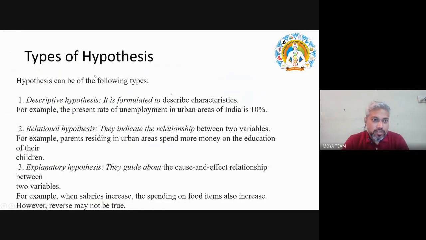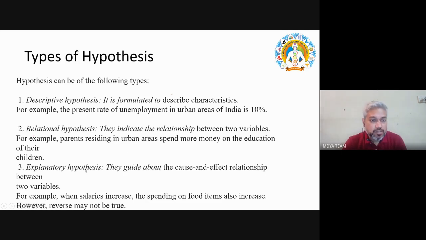So types of hypothesis. Hypotheses are three types: descriptive hypothesis, relational hypothesis, explanatory hypothesis. Descriptive hypothesis is formulated to describe a characteristic. The example for descriptive hypothesis is: the present rate of unemployment in urban areas of India is 10%. We just mention the description in it. And relational hypothesis indicates the relationship between two variables. For example, parents residing in urban areas spend more money on education of their children.